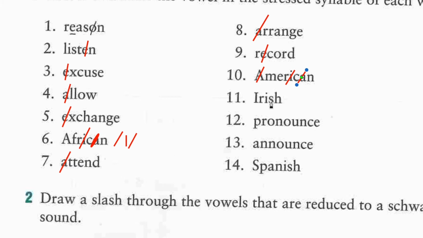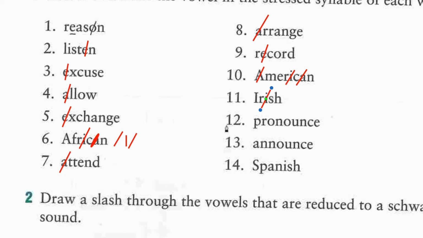All right, let's continue. Number 11. Irish. Okay, here in the second syllable. Now once again, because the I sound is also a fairly short sound, some people might say Irish with the I, like in African or American. Or some people might use the schwa, Irish.